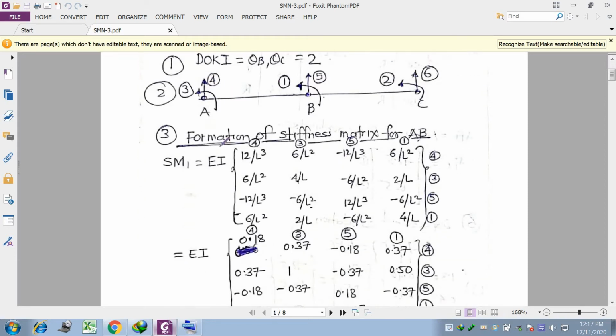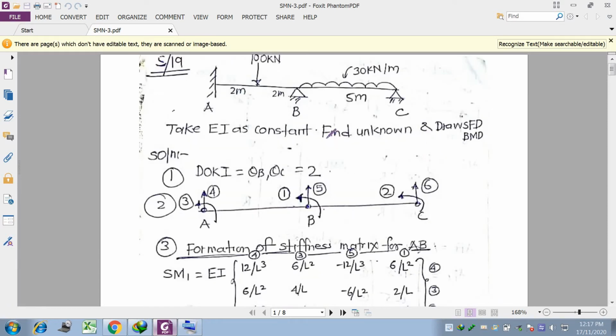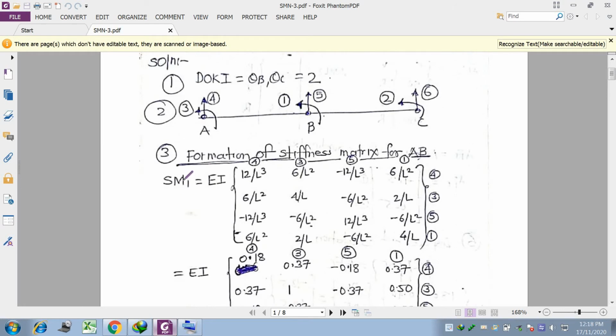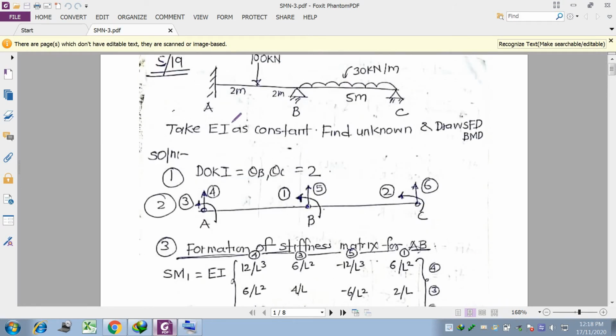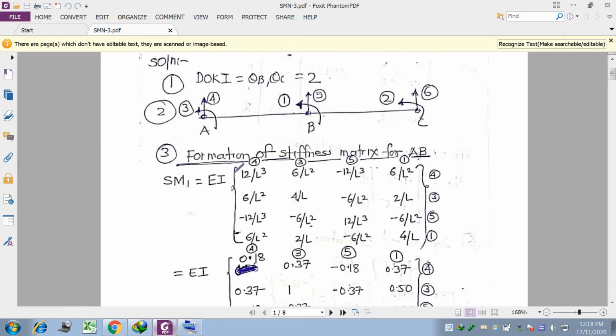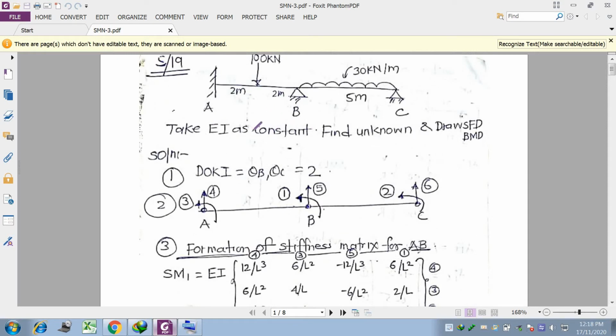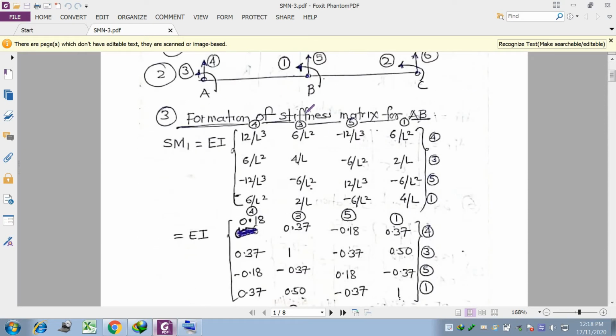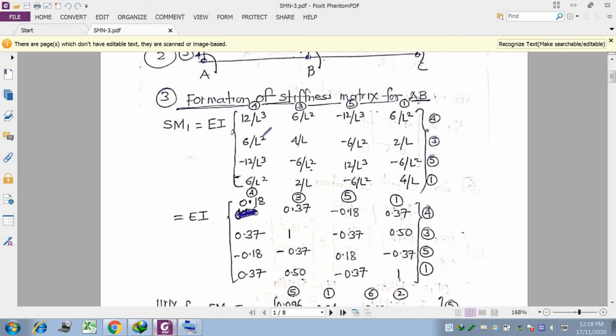Now the third step is the formation of the stiffness matrix for AB. We have to go member by member. There are two members connected, AB and BC. First we will see AB. SM1 is the structural matrix for the member AB. Take EI as constant because EI is constant for all the members. Now if I take EI as constant, then the remaining portion will be like this in our matrix.